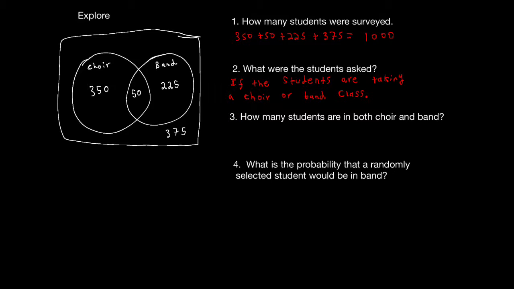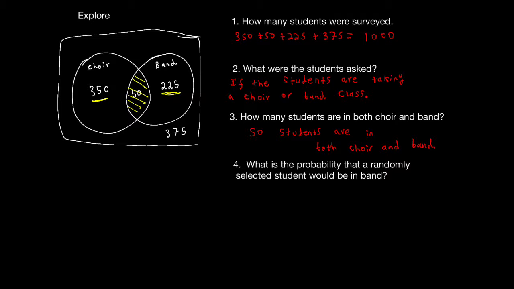Let me actually shade this part here. You can see that this intersection represents the students that are in both. The 350 students are exclusive to choir and the 225 are exclusive to band, but these 50 students that I've shaded are actually taking both classes. So here we can say that 50 students are in both choir and band.